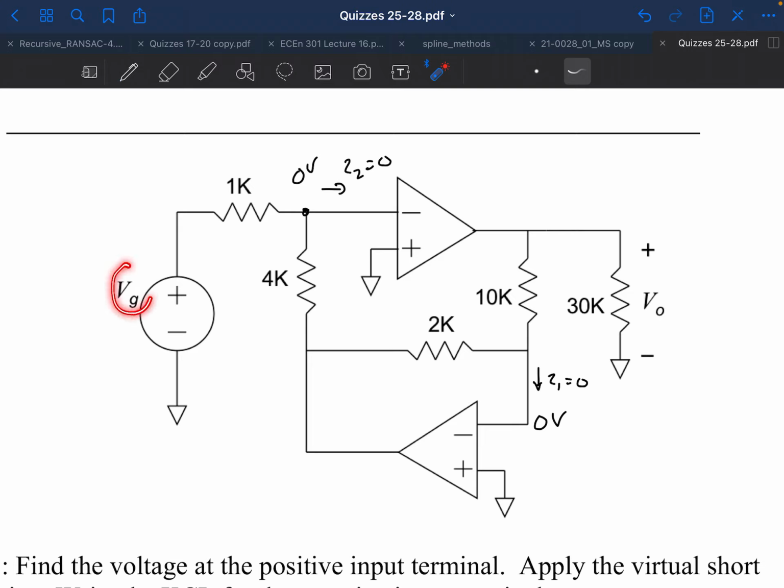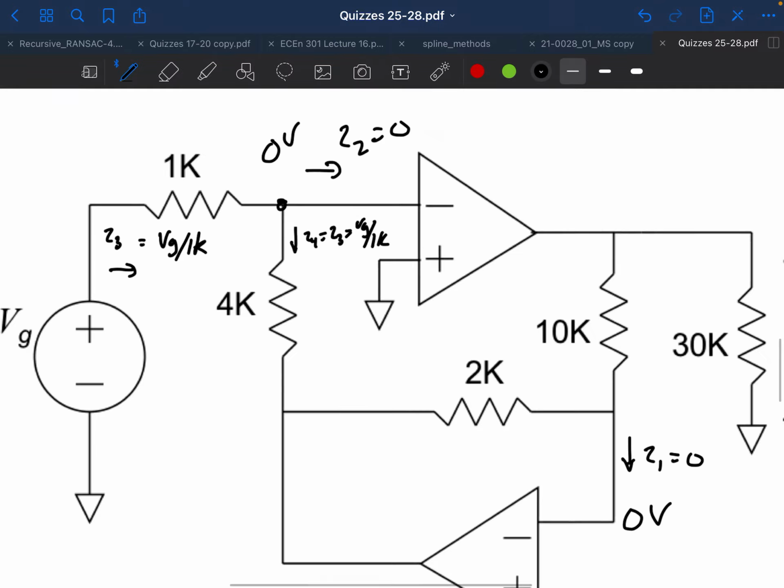We know that this is VG, this is 0 volts, so the current that flows through here is going to be VG minus 0 divided by 1K. So let's call this I3. I3 in this direction is going to be equal to VG divided by 1K. Well, since there's no current that flows here, this current, I4, has to equal I3, which is VG over 1K.